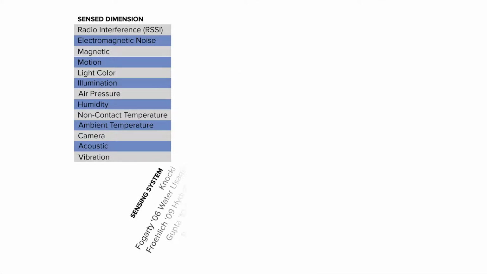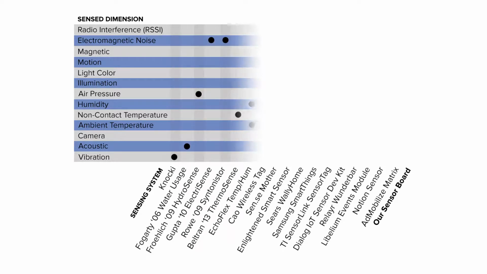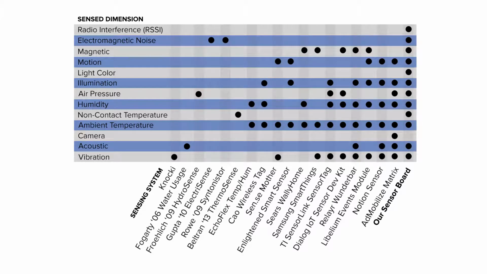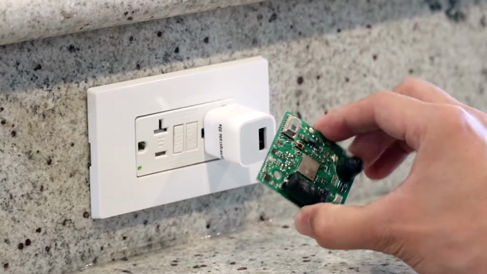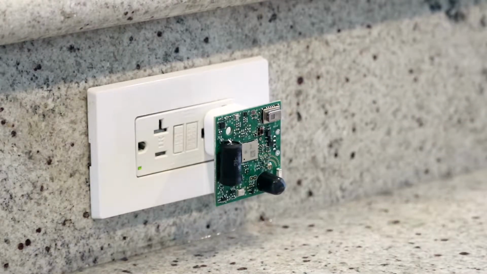We started our research by building an inventory of sensors used in commercial and academic systems. We decided to include all of these sensor dimensions, but no camera, as this sensor is particularly sensitive to users. Our sensor board is plug-and-play, uses wall power, and connects to our cloud backend over Wi-Fi.